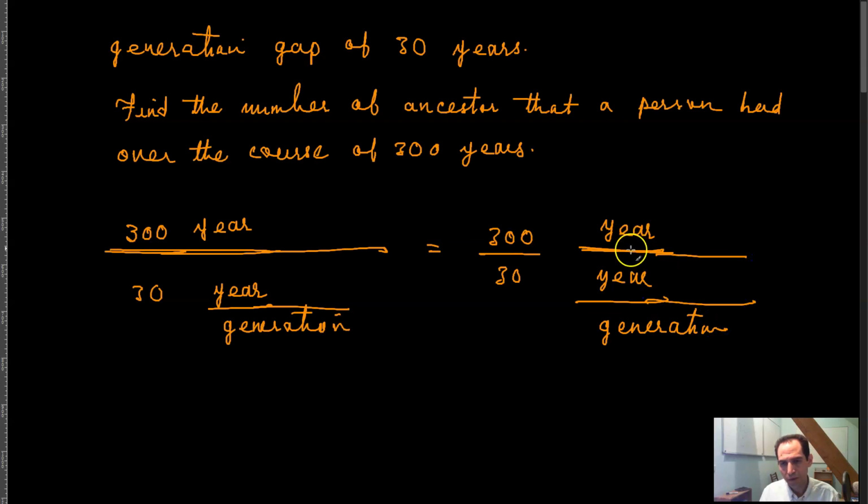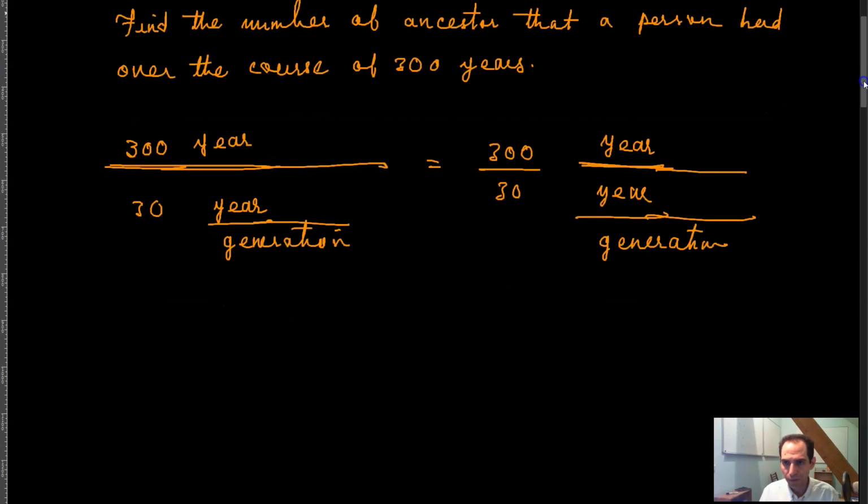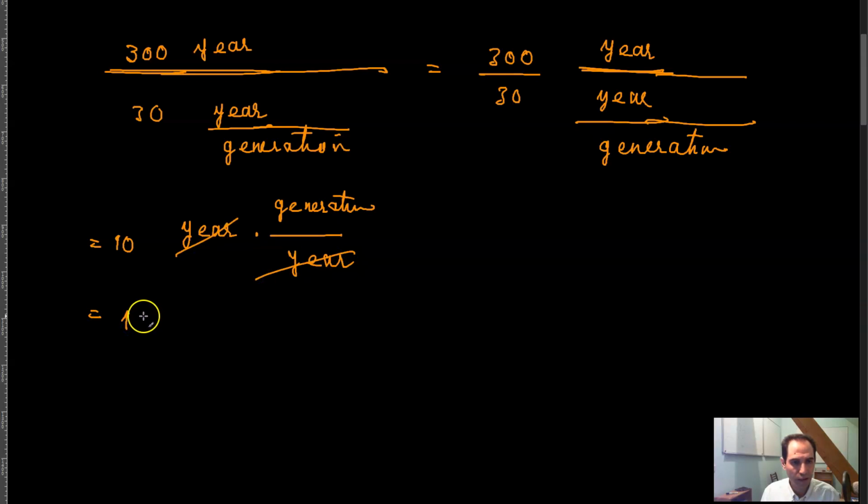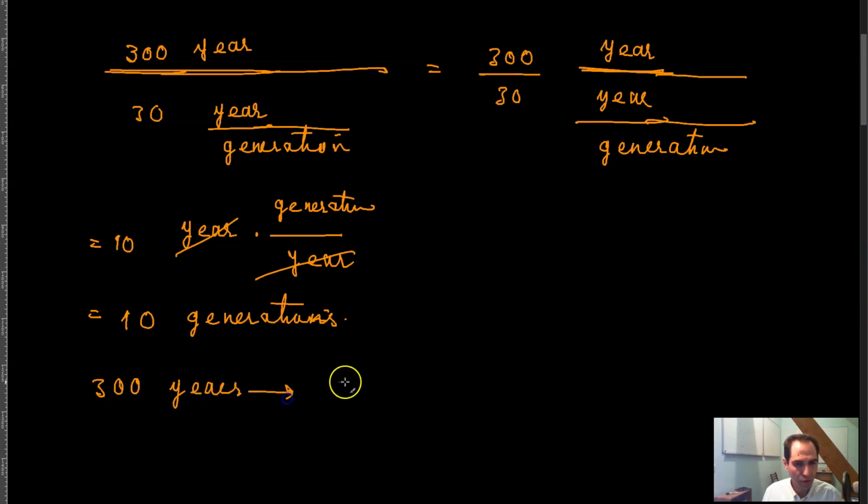That's the same thing as if you take the reciprocal of this: you would have 300 divided by 30, which is equal to 10, and you have years times generations per year, and these two you can cancel out. You will be left with 10 generations. Which means that if there is a generation gap of 30 years, then 300 years would correspond to 10 generations.